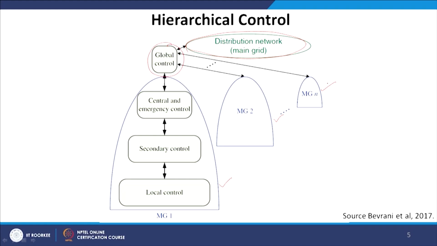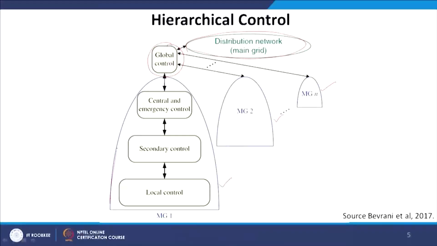Now, how can all those microgrids experience a common control goal? In case of a single microgrid, we will first experience the local control followed by secondary control and hence central and emergency control. And this kind of scenario must be repeated at each and every level for the local control, so that all the microgrids that have been connected to my distribution system can operate effectively.